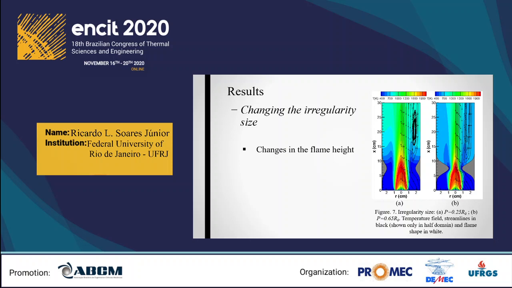Decreasing the irregularity size reduces the deflection of the oxidant-rich stream flow toward the domain centerline direction, leading to an increase in the flame height. For the case in Figure 7b, an opposite trend is observed. Increasing the irregularity size raises the deflection of the oxidant-rich flow toward the centerline direction, decreasing the flame height for a fixed irregularity position.